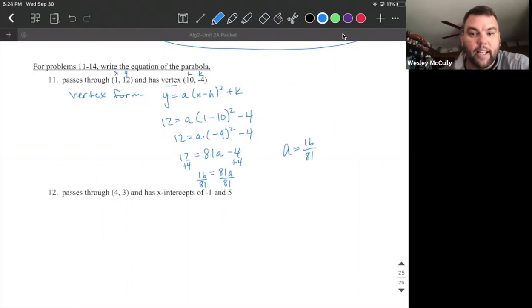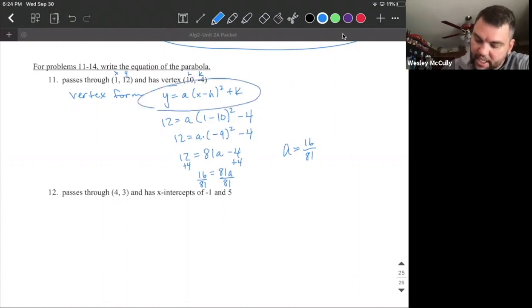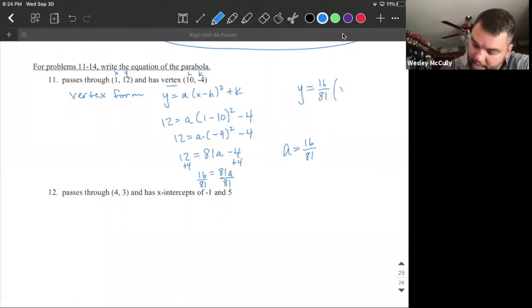Finding a gets you to the answer, but that's not the answer. The answer is the equation of the parabola. Okay? So again, I'm going to reference this here. y equals 16 over 81, quantity x minus 10 squared minus 4.